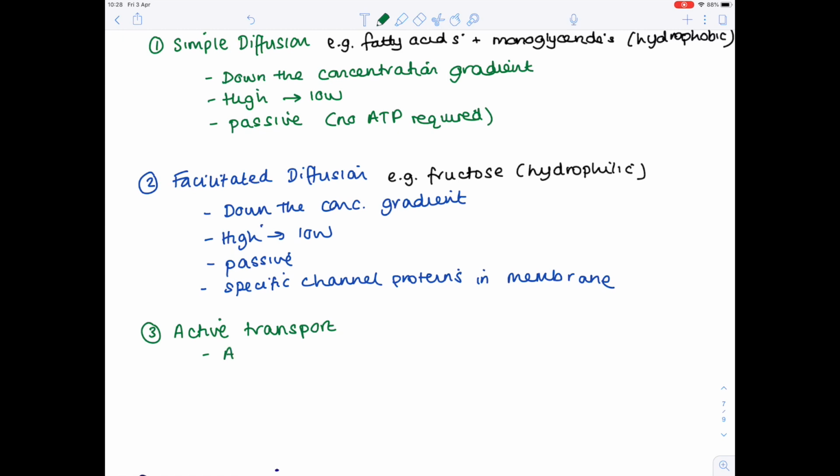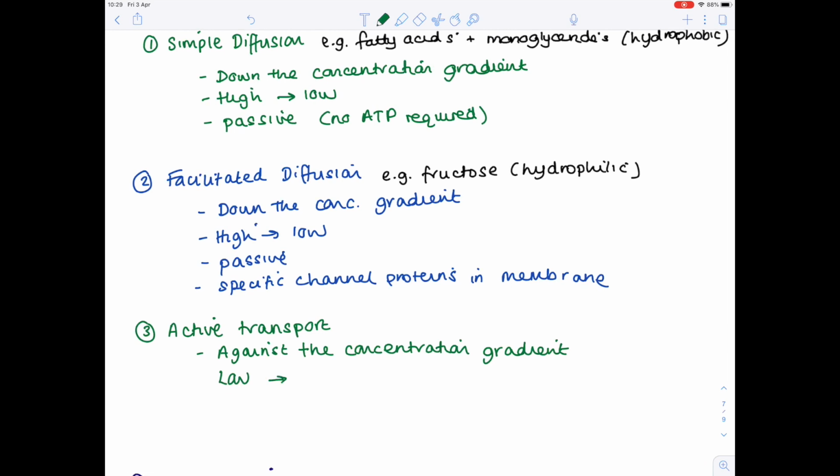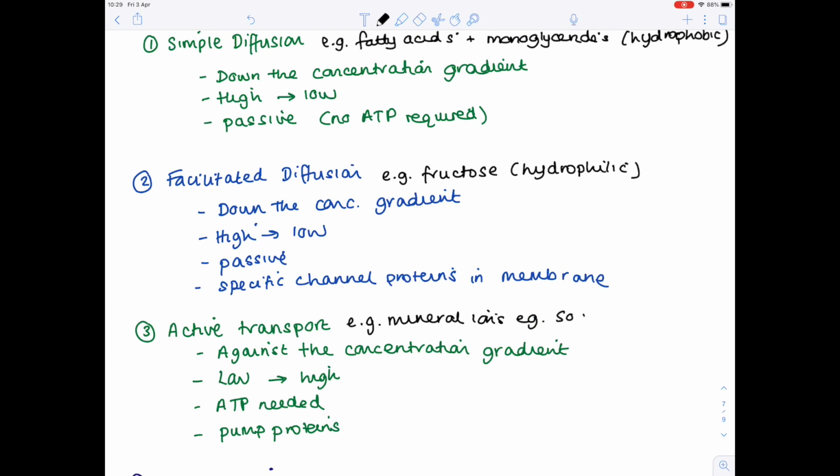Next up, active transport. Remember that this is against the concentration gradient, so very different to diffusion. Therefore, we're going from an area of low concentration to an area of high concentration. This therefore requires energy from ATP, and it involves the use of specific pump proteins. Your key examples here are mineral ions, such as sodium, calcium, and iron.